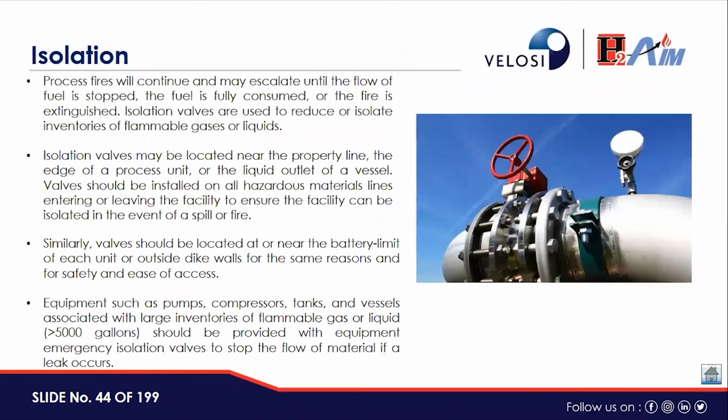So how can we minimize or mitigate by providing isolation? Process fires will continue and may escalate until the flow of fuel is stopped. For the fire triangle, three things are necessary: fuel, oxygen, and heat. So the process fires will continue and may escalate until the flow of fuel is stopped, the fuel is fully consumed, or the fire is extinguished.